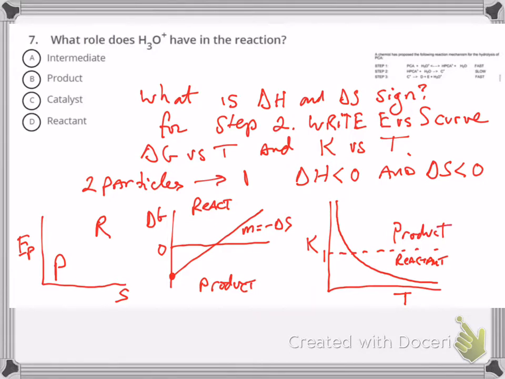And so we all see the same story here: exothermic favors products, the change in entropy favors reactants. And so based on that, we see the change in both the potential energy favoring the products at low temperatures, reactants at high temperatures. That's consistent with our E versus S curve, our delta G versus T curve, and our K versus T curve.